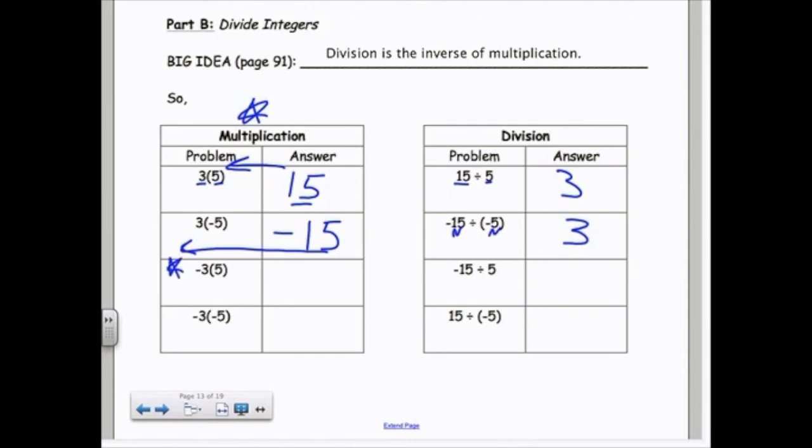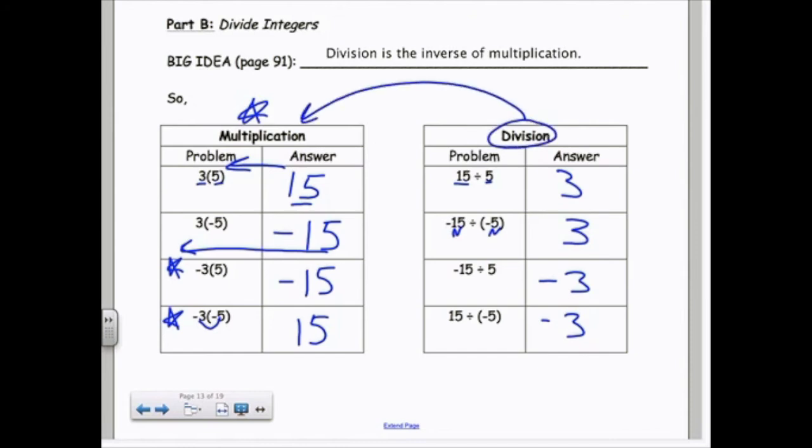Now let's look over here. -3 times 5, signs are different, so it's -15. Therefore, -15 divided by 5 should be -3. Looking over here, the -3 times -5 is +15. That's because, once again, signs are the same. They're both negative, so the answer ends up being positive. So then over here, 15 divided by -5 is -3. Once again, division is the inverse, the opposite of multiplication.